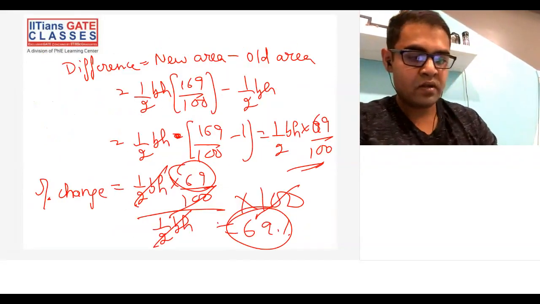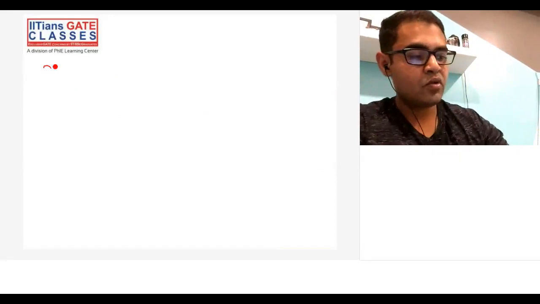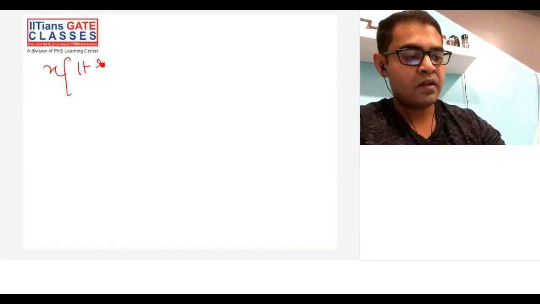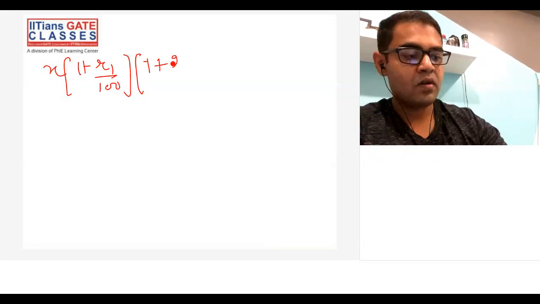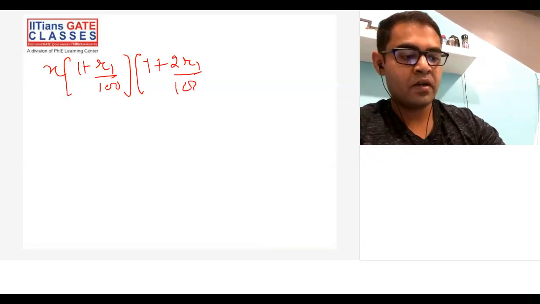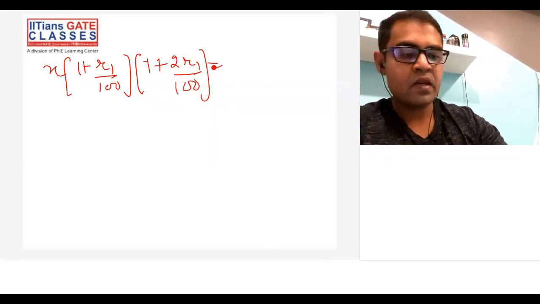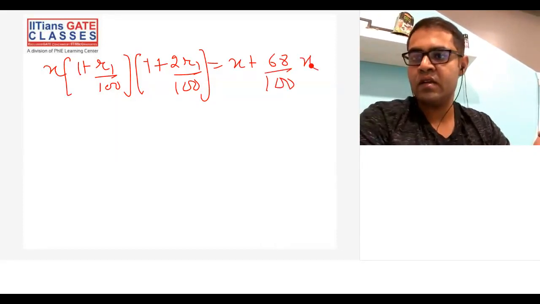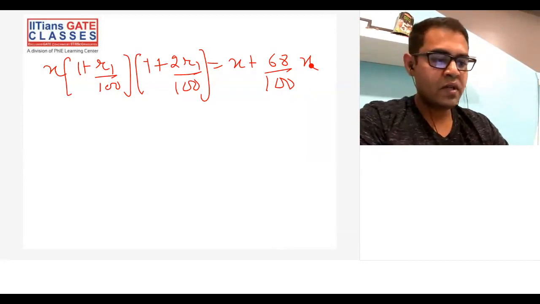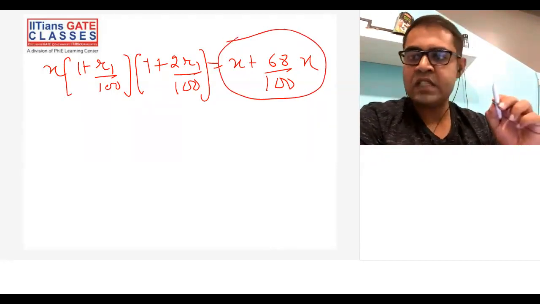Rub this off too. So my final salary plus 2R1 by 100. Final salary is 68% more than the initial salary. See, 68% more than the initial salary. So both of them are the final salary. This I have got from the last statement in the question.